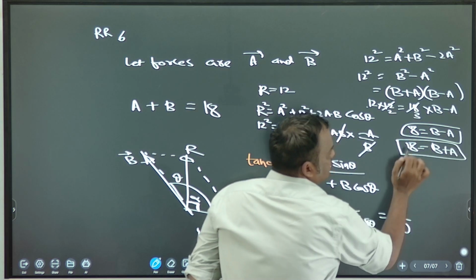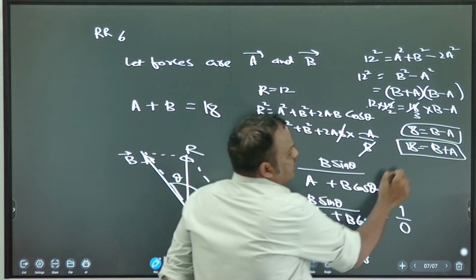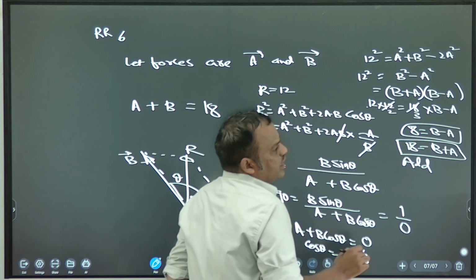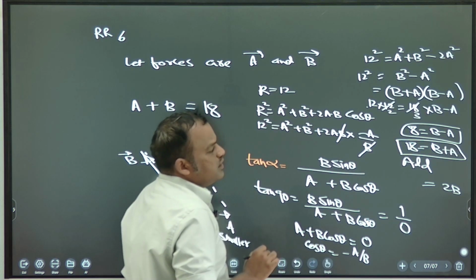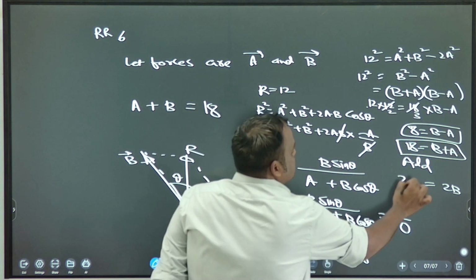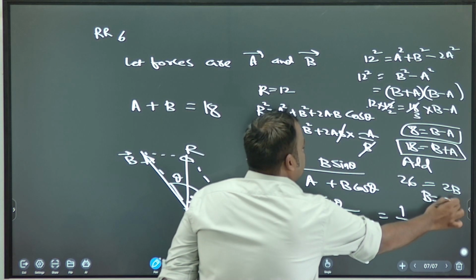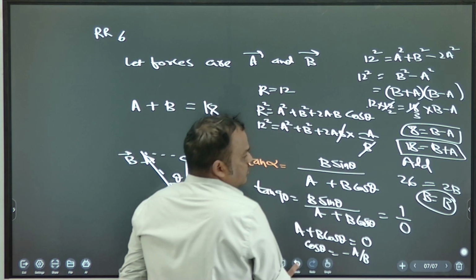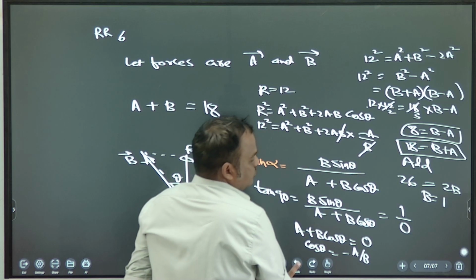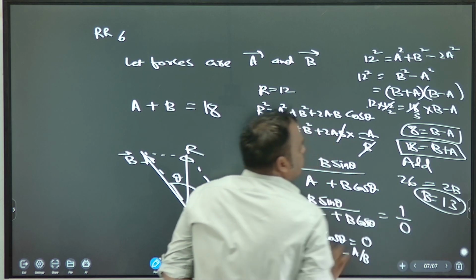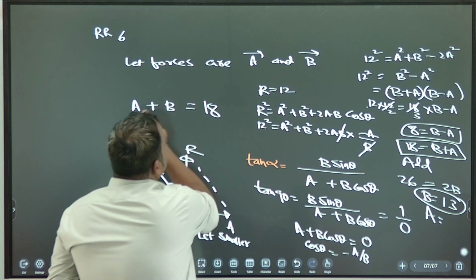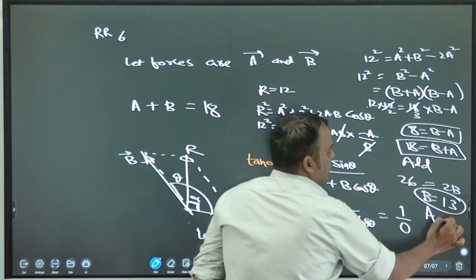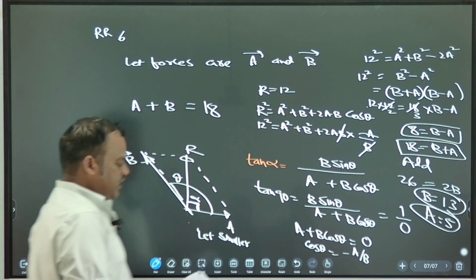Now solve these equations, add these two. If you add, what you get? 2B is equal to 26. So what is B? 13. B is 13. Good. B is 13. Then what is A? B is 13. So what is A? 5. A is 5. B is 13. Note down.